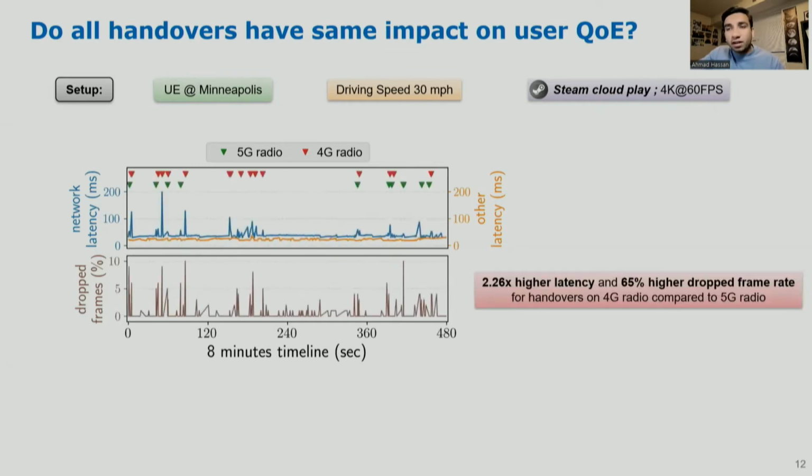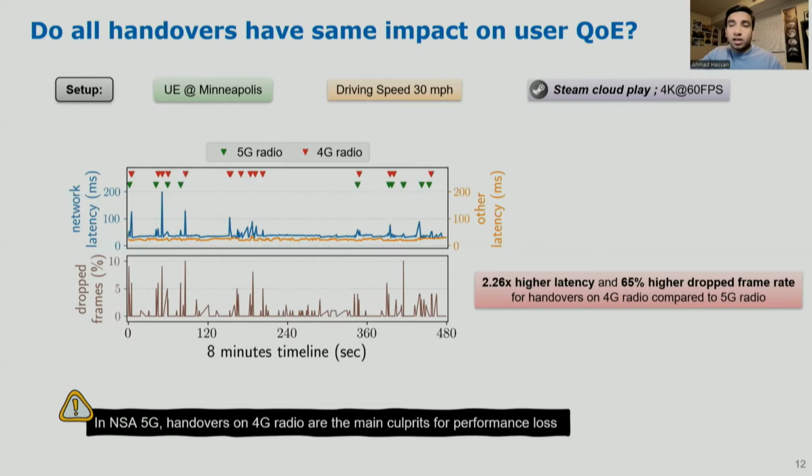We find that in NSA 5G, handovers on 4G radio incur 2.26 times higher latency and 65% higher drop rate as compared to 5G radio, which means that handovers on the 4G radio are the main culprits of performance loss in NSA 5G.